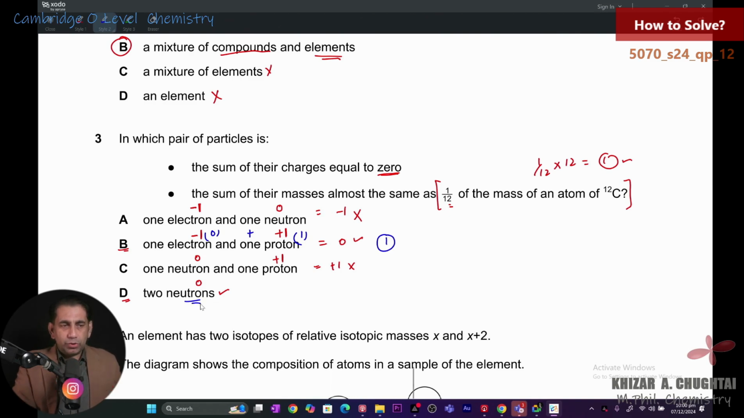In this case, 2 neutrons, each neutron mass is equal to 1 and there are 2 neutrons, so the mass will be equal to 2. It must not be equal to 2, it should be equal to 1, then it will be equal to 1/12 of the mass of carbon-12. So B is the correct option.